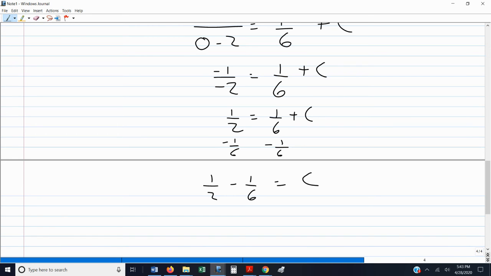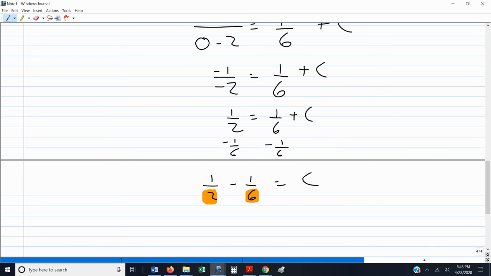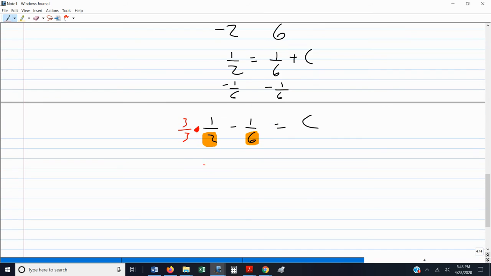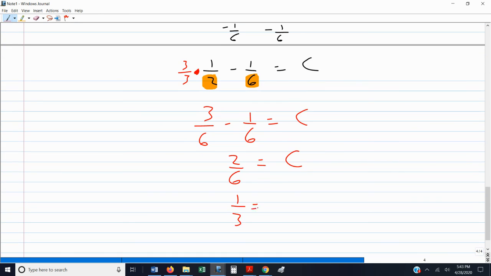You do not have a calculator, right? So you are thinking of what is your common denominator. Between 2 and 6, what would be a common denominator you could use? Could be 6. So what would that fraction need to get multiplied by? 3 over 3. So you've got 3 over 6 minus 1 over 6 is your constant. 3 over 6 minus 1 over 6 is 2 over 6, right? You leave the denominator, subtract the numerators. And 2 over 6 is the same as 1/3.